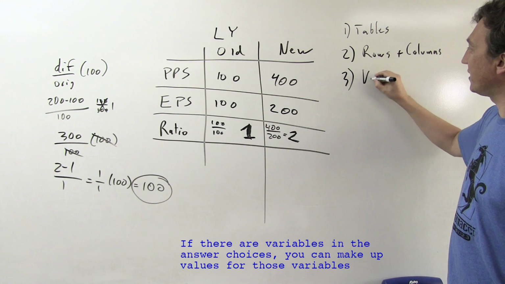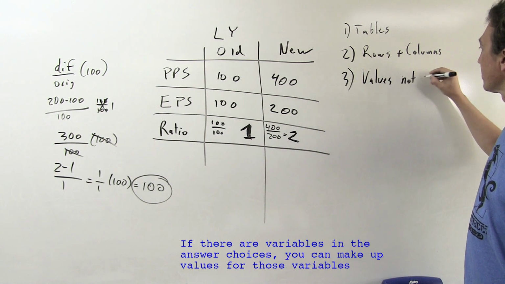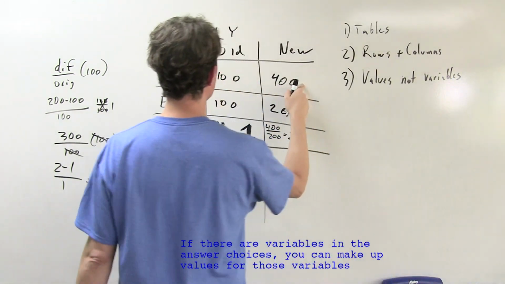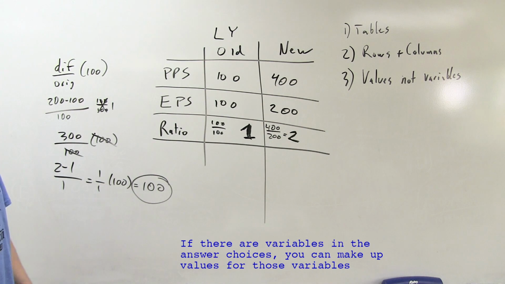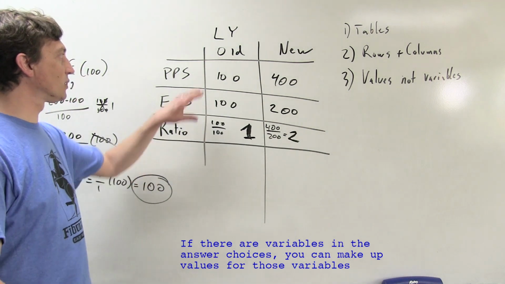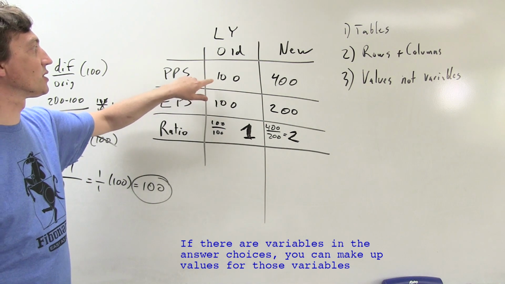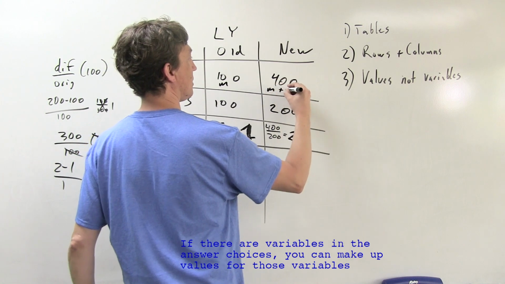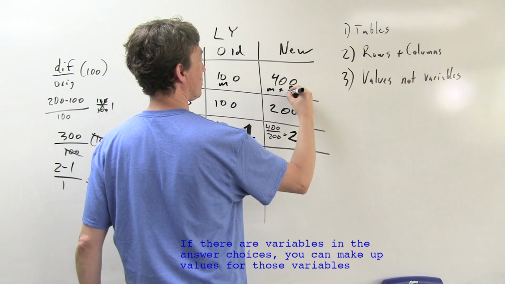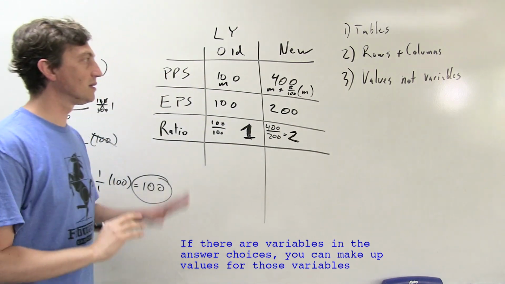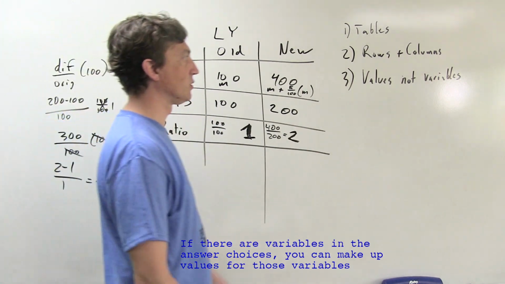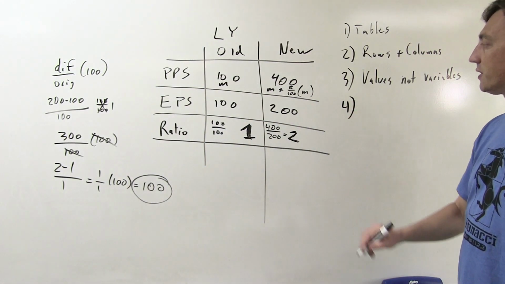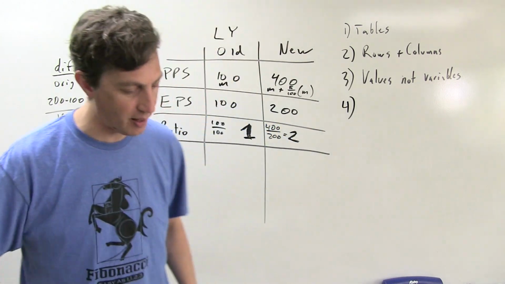Third tip, values, not variables. We could have put in all kinds of variables, like this is 100 plus K over 100 times 100, or something like that, even once we've made up 100. Or we could have even said this was M, and this would be M plus K over 100 times M or something. It's a mess. We don't want to deal with that kind of stuff. We don't want to do a bunch of math using variables. We want to use actual values. And by making up values, we saved all that math.